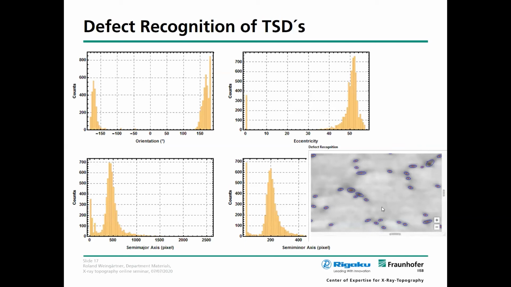Not only the position is important, also the shape is important in order to be sure that there's no overlap. If you have overlaps, the circles are larger. So with eccentricity and with the semi-major and minor axis, it should have a small Gaussian shape. Then you are sure that your detection is good.